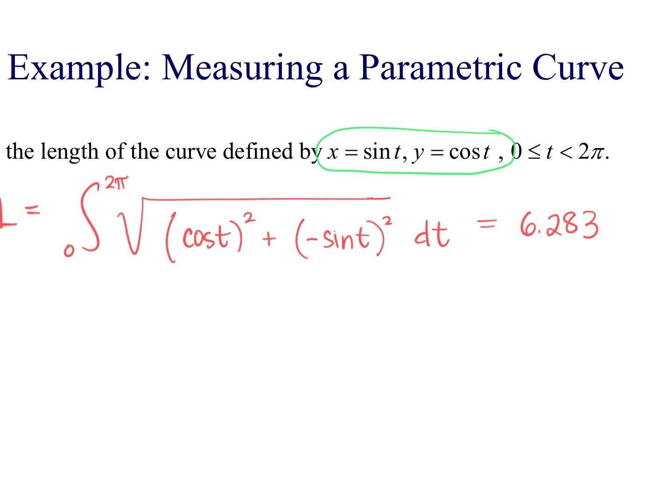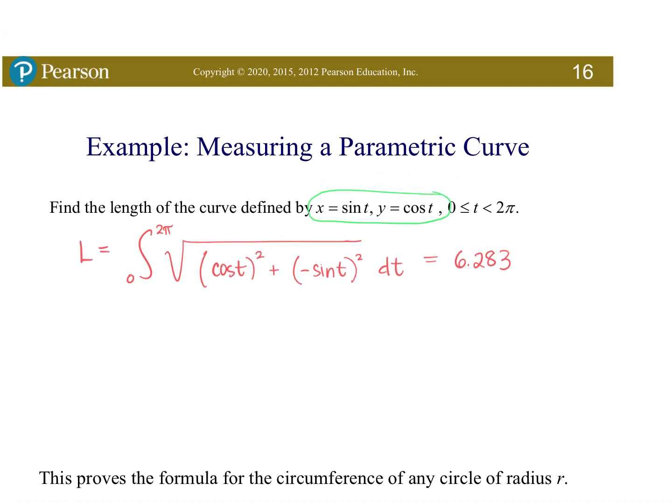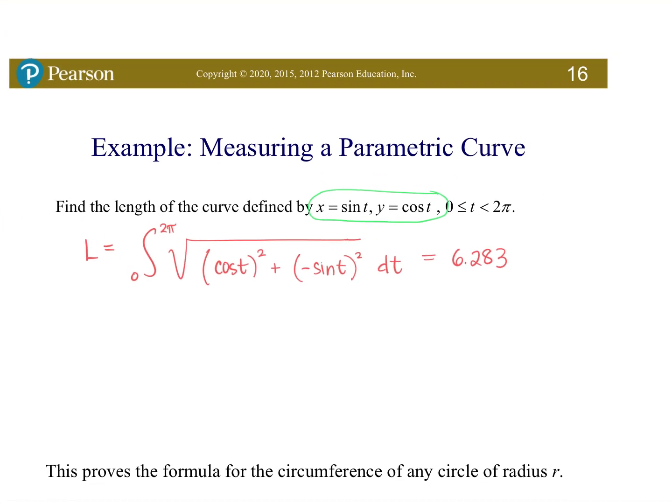And the length of a circle is also known as what word? The circumference. And what's the formula for the circumference of a circle? 2 pi times whatever the radius is. And the radius of this circle is 1. And so this proves the formula for the circumference of a circle. Any circle will work out that way.